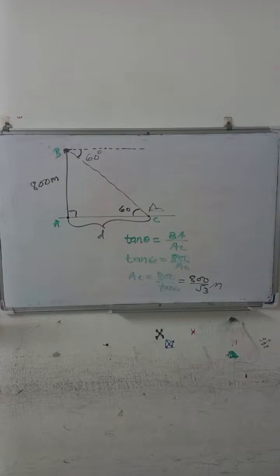First option 50 root 3, B 150 root 3, C 150 root 2 and D is 75 meter. Okay, so I'll repeat this entire question. The angle of depression of a car parked on the road from the top of a 150 meter high tower is 30 degrees. The distance of the car from the tower in meters is 50 root 3, 150 root 3, 150 root 2 and 75 meter.